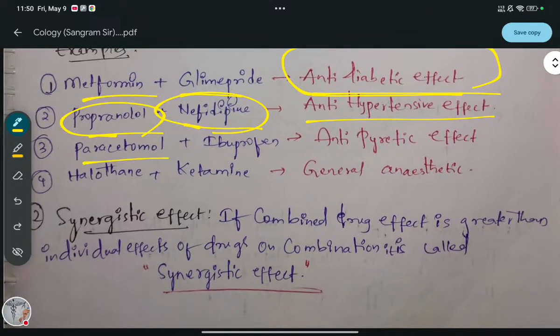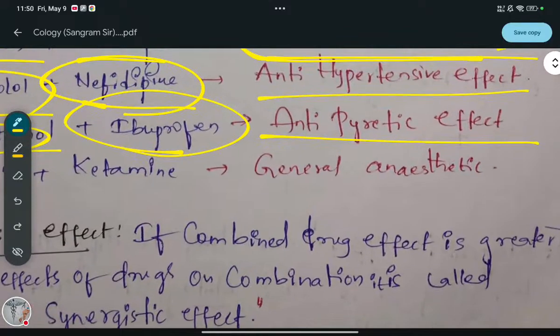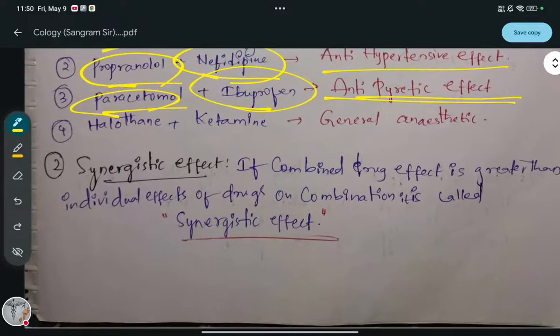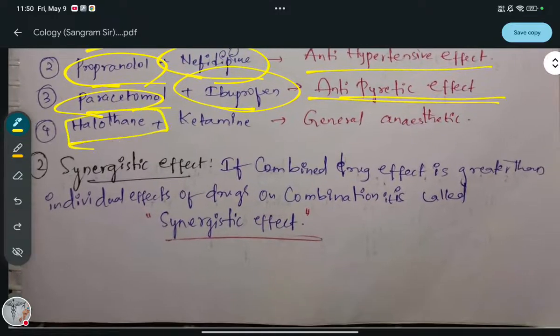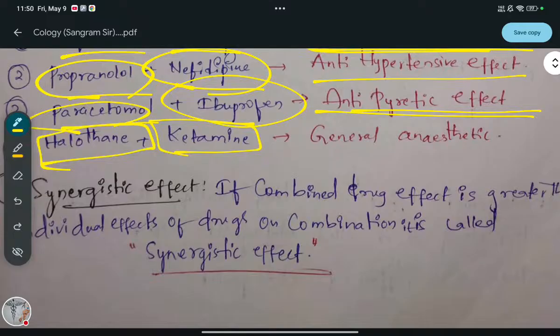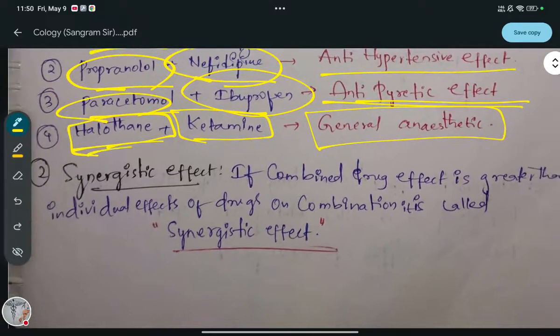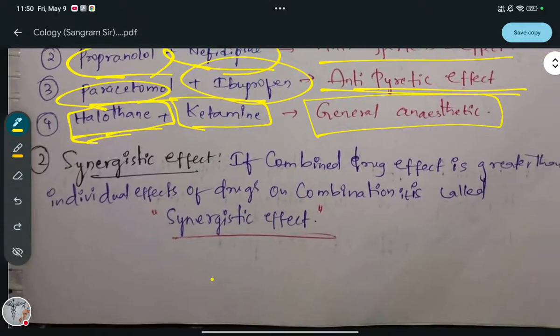Next is paracetamol. Paracetamol is an antipyretic. When you take it with ibuprofen, the effect of the drug will not be changed, and it will show the similar antipyretic effect. Next, the drug is halothane. When you take halothane along with ketamine, there will be no problem in the general anesthetic property of halothane. So halothane will definitely show the general anesthetic property.